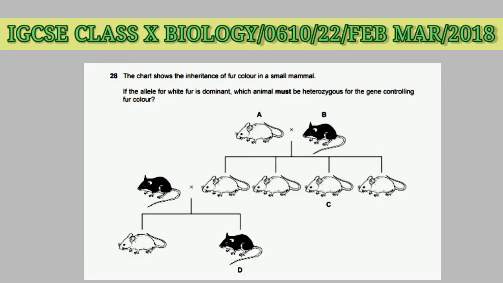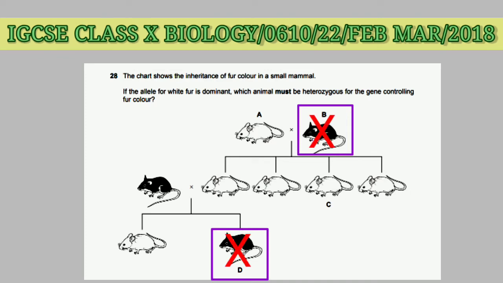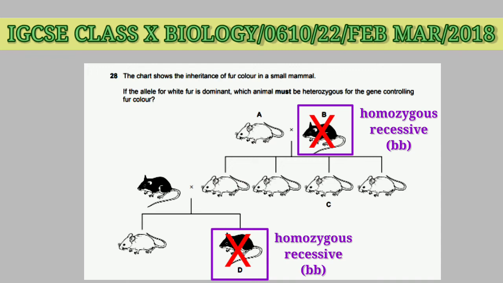28th question. The chart shows the inheritance of fur color in a small mammal. If the allele for white fur is dominant, which animal must be heterozygous for the gene controlling fur color? This is a very important concept and an important question, so I'll try to explain it in more depth. Let us first strike off the animals which cannot be heterozygous. That means they are homozygous recessive. B and D can be struck off as they are black. That means they are homozygous recessive. Both genes are recessive. If they had one dominant gene, they would be white. They will not be black.